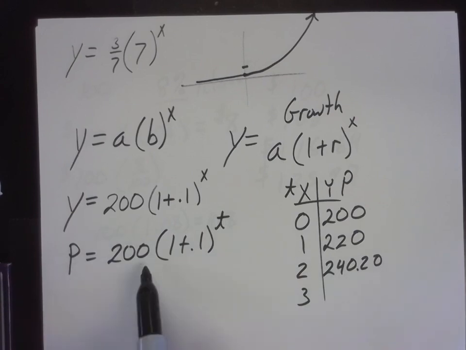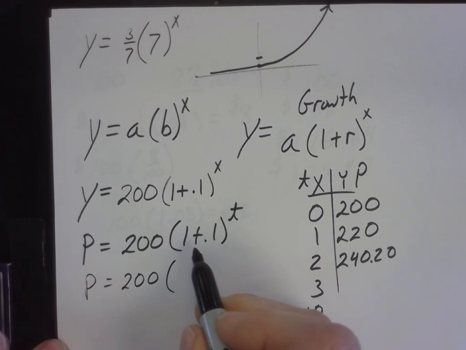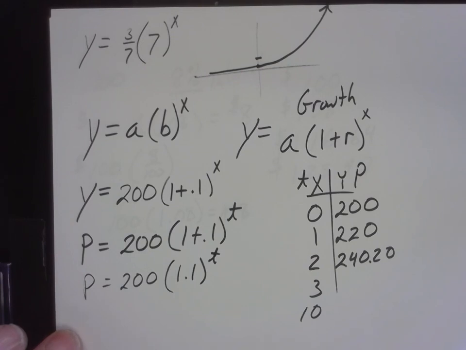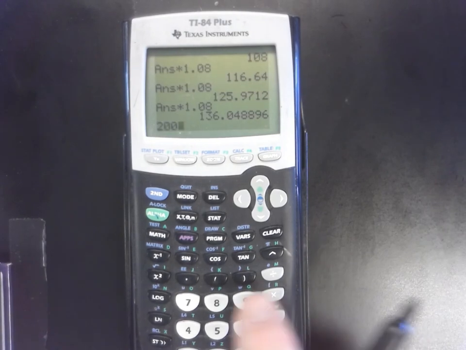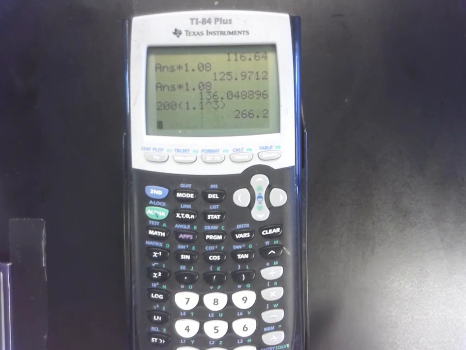And with this equation, we can figure out even 10 years. Oh wait, I better change this a little bit. I'm not going to leave it 1 plus 0.1. Reagan, what's 1 plus 0.1? 1.1. Okay, let's just get that over with. So all I have to do is put the year in here. Maybe I should do 3 years first because I didn't do that one. So 200 times 1.1 raised to the 3. So after 3 years, 266.20. So that year it went up $26.20.